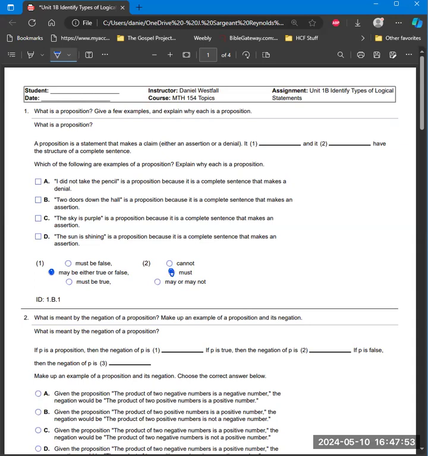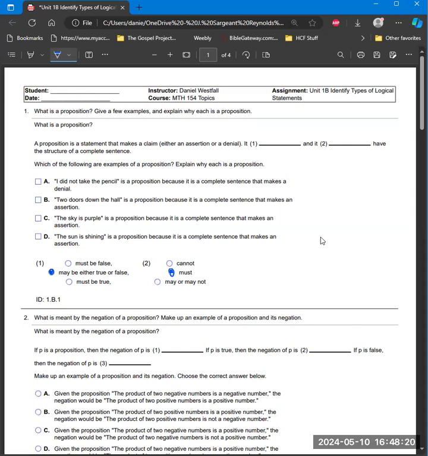It can't be a question or just an excited utterance like yay or let's go or something like that. It has to be a complete thought that has a value of true or false. And it must be a declarative sentence as well. It can't be an interrogative. It can't be a question.